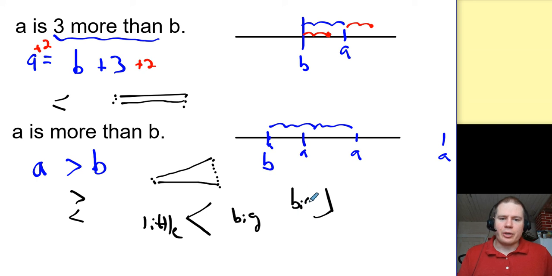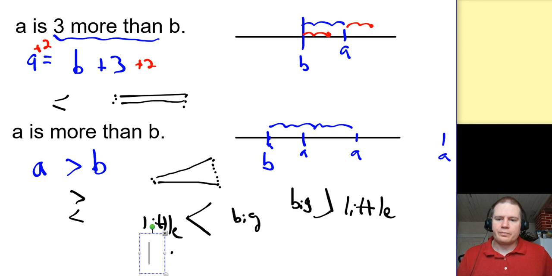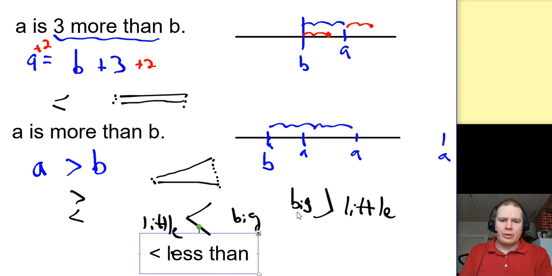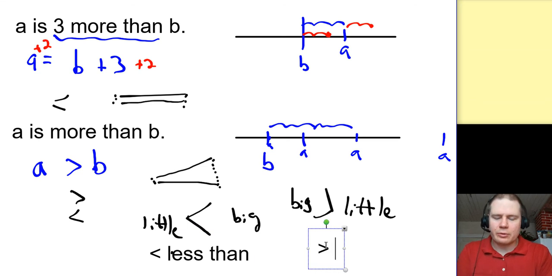So if I have the big side over here and the little side over here, then it's going to point the other way. And in English, we read from left to right. So here we're saying this one is on the little side compared to this. So this one is less than this one. So we call this the less than symbol. And then over here, reading left to right, this one's bigger than that one. So we call this the greater than symbol.